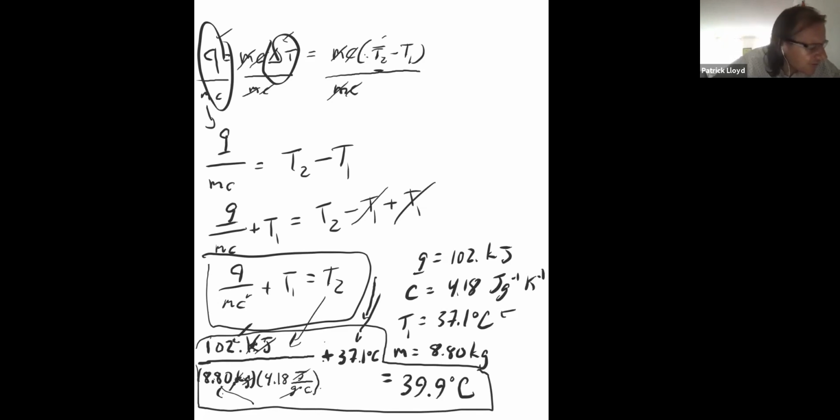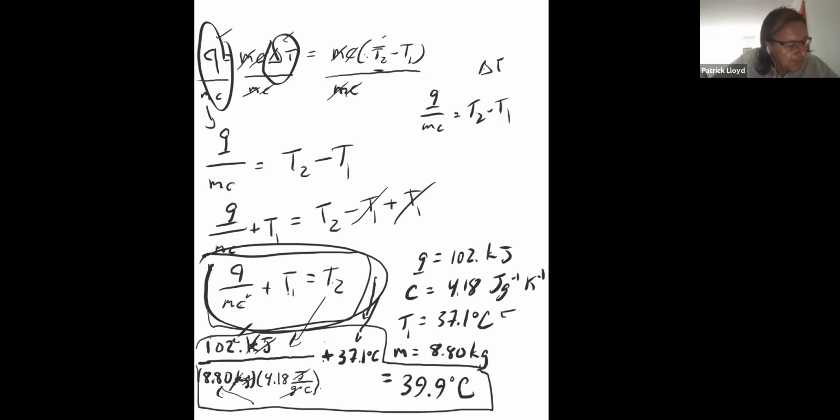So coming back, this is what it looked like: Q over MC plus T1 equals T2. And the reason for that is that Q over MC is equal to T2 minus T1. That's your delta T right there. So if you add T1 to both sides, that's just going to give you T2. And there's your answer. That's what we did. We did this term, we added the T1, and that gave us the T2. All right, so all three of those problems are pretty similar. They're using the same equation. You're just manipulating each one a little differently.